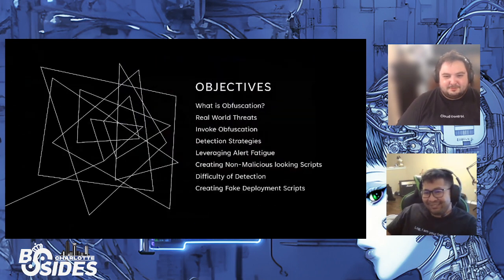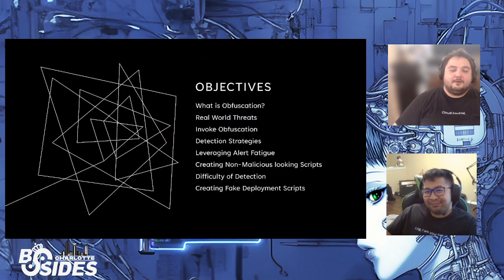So we have a few objectives we'd like to cover today. Obfuscation in general, real world threats like applications of this, some tooling like Invoke-Obfuscation, how you can detect these things, alert fatigue and how that can be leveraged in your attack, and then creating those malicious, non-malicious looking scripts, and why they can be difficult to detect, and then actually deploying them and how you can manifest them into an environment.